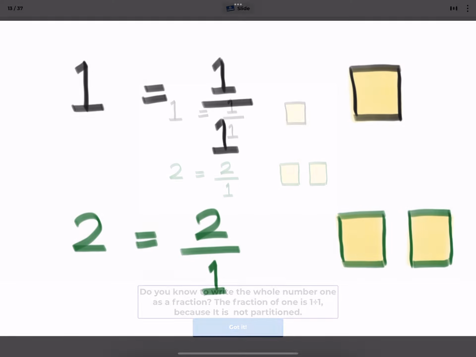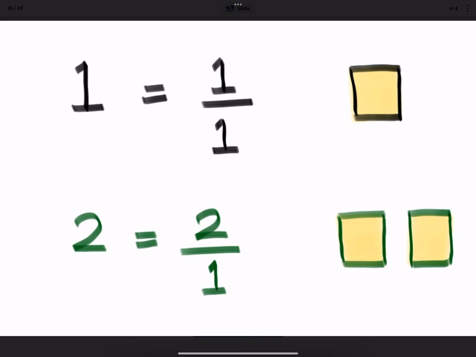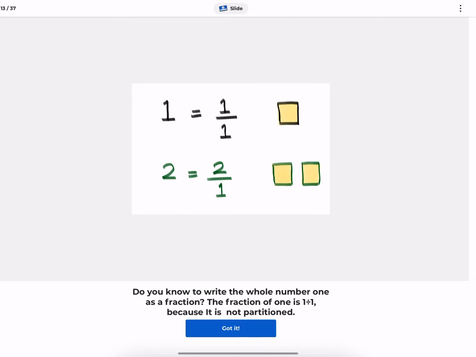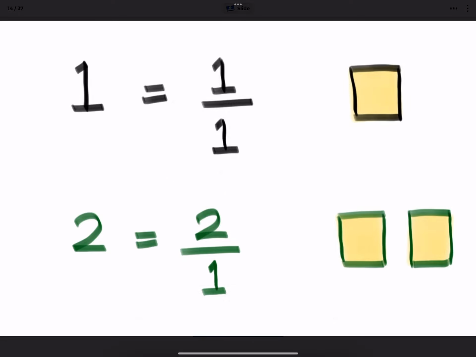Do you know how to write the whole number 1 as a fraction? The fraction of 1 is 1 divided by 1, because it is not partitioned. The fraction of the whole number 2 is 2 divided by 1. The denominator is 1 because each unit is not partitioned.